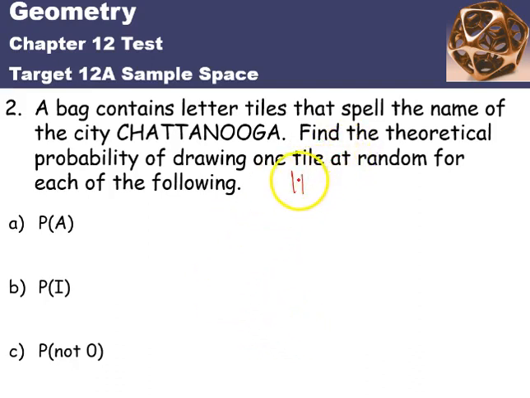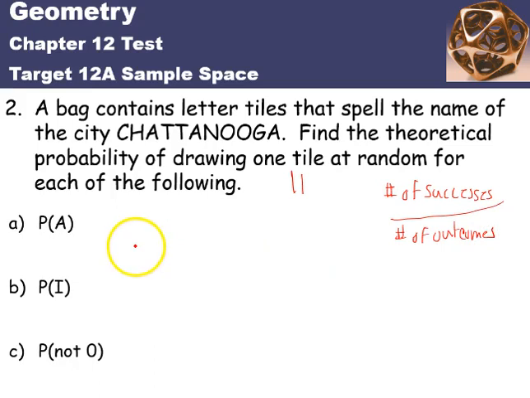So we're finding the theoretical probability of drawing one tile at random for each of the following. So for A, remember probability is the number of successes divided by the total number of outcomes. So in the word Chattanooga, there are 3 A's. So there are 3 successes, 3 A's, out of 11 possible outcomes. I could draw 11 letters. Okay, so my probability is 3 out of 11.